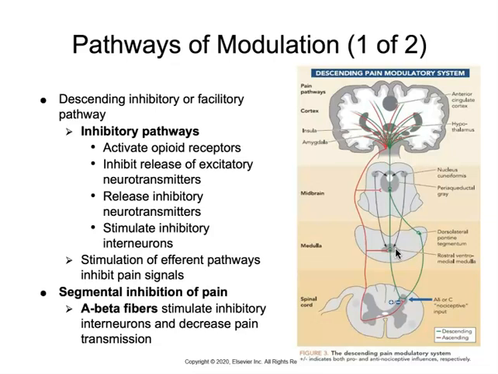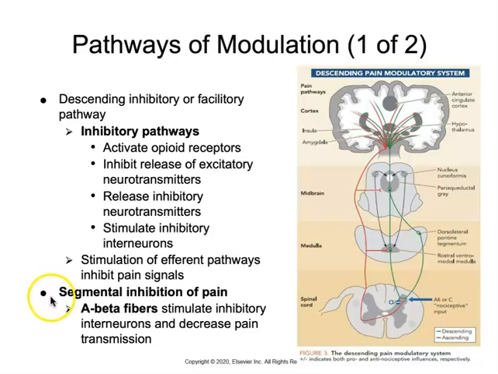And the neurons within this area are then going to send signals down to our spinal cord, where we are going to activate our endogenous opioid system so that we can suppress pain. Now, we can do this in a couple different ways. We can obviously activate the opioid receptors. We can inhibit the release of excitatory neurotransmitters, release inhibitory neurotransmitters, or stimulate the inhibitory interneurons. Conversely, when we are stimulating something, specifically our efferent pathways, that's going to inhibit our pain signals.